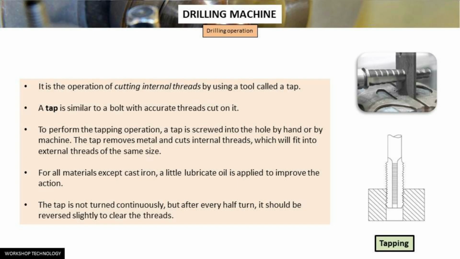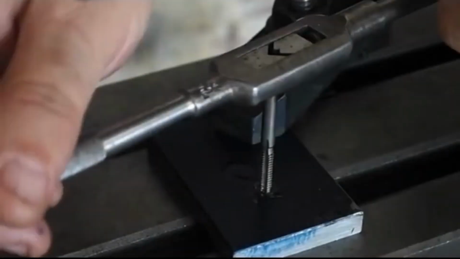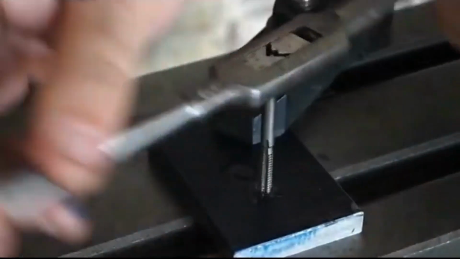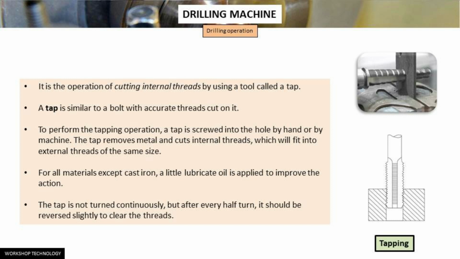And last but not the least, we have tapping. It is the operation of cutting internal threads by using a tool that is called a tap. A tap is similar to a bolt with accurate threads cut on it. To perform the tapping operation, a tap is screwed into the hole by hand or by machine. The tap removes metal and cuts internal threads, which will fit into external threads of the same size. This can be done for all materials except cast iron.